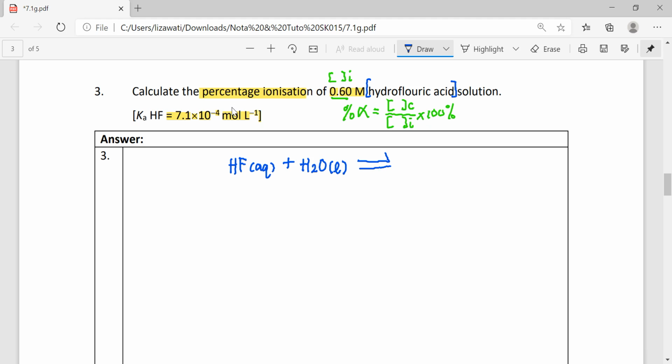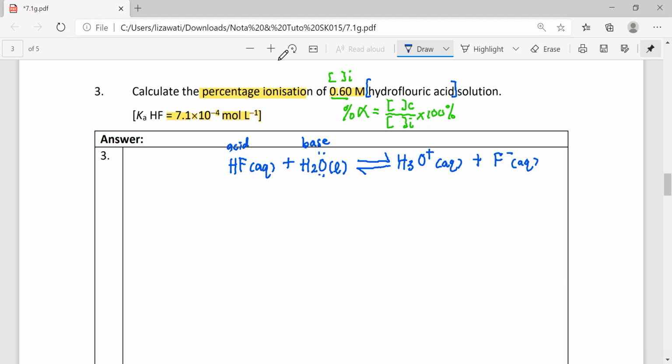Because this is a weak acid, it partially dissociates, so you have to use the reversible arrow. The acid here will donate a proton to water. Water here reacts as a base, so it will become H3O+ (aq) plus F- ion (aq).